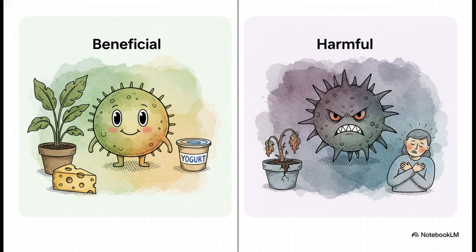Think of it like this. Beneficial microbes, that's Nafi, are the good guys. They're helpful, they do good stuff for us and for the planet. Then you have the harmful microbes, Dar. These are the ones we need to watch out for because they're the ones that can make us sick.